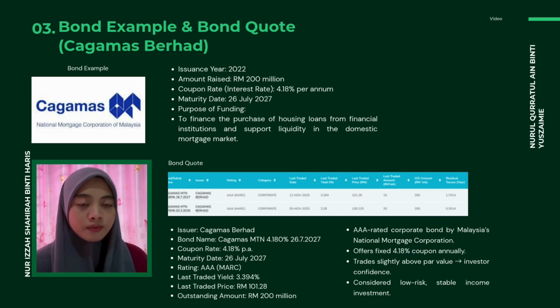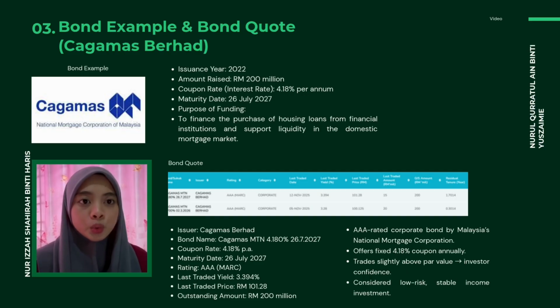the bond's nominal value. It will mature on 26 July 2027, and the issuer will repay the principal to investors at that time. The bond is rated AAA by MARC, which indicates very low credit risk and strong repayment ability. According to the latest data on 12 November 2025, the last traded yield is 3.394% and the last traded price is RM101.28, slightly above par value.